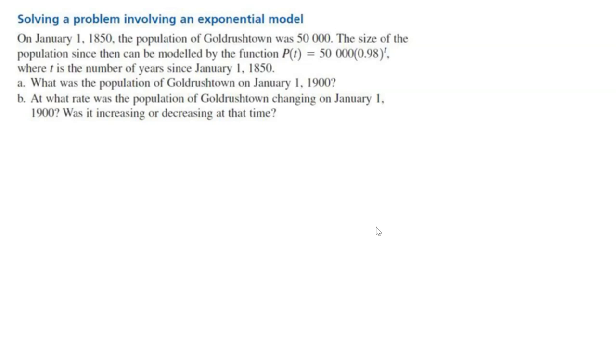Anyway, let me get to this. January 1, population of Gold Rush Town was 50,000 people. Size of the population can be modeled by an exponential function that represents the number of people in the town. We're teasing the number of years since January 1, 1850, and then they ask some other questions.